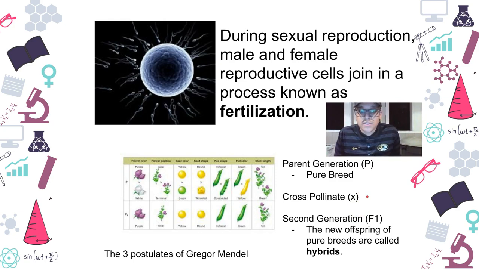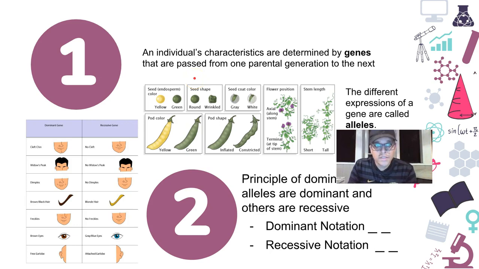And so from this research that he was doing, he came up with 3 postulates, and we call those the 3 postulates of Gregor Mendel. The first postulate is an individual's characteristics are determined by genes that are passed from one parental generation to the next. So what exactly is a gene? A gene is a segment of the DNA that controls the expression of a trait.